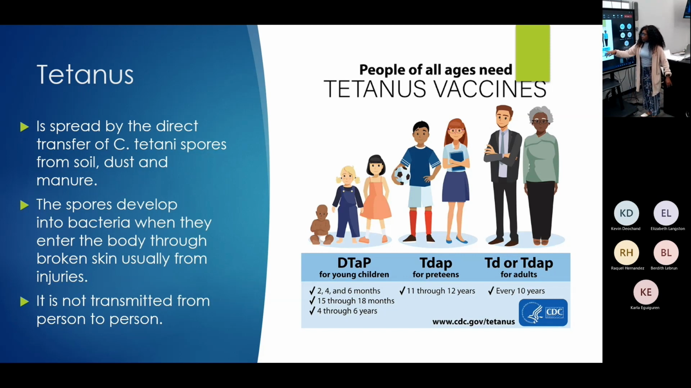It's called DTaP for young children at 2, 4, and 6 months, then 15 through 18 months, then 4 through 6 years. And then when you're a teen, 11 through 12 years, and then Td or Tdap for adults every 10 years, or even if you're traveling. And it was shown effective during World War II.